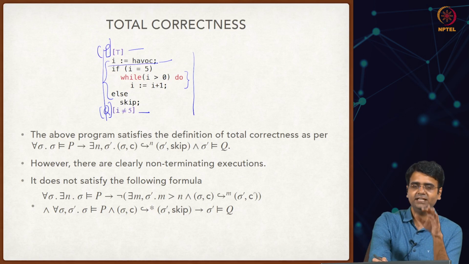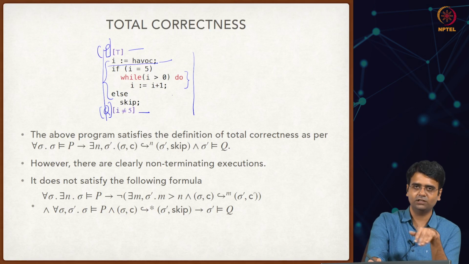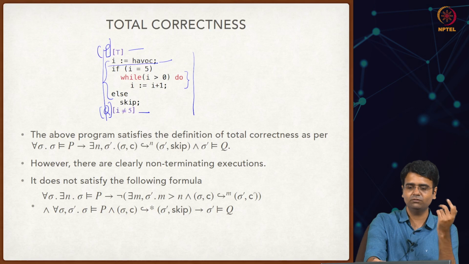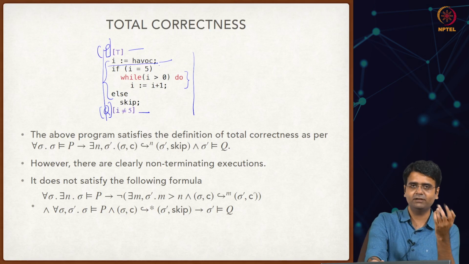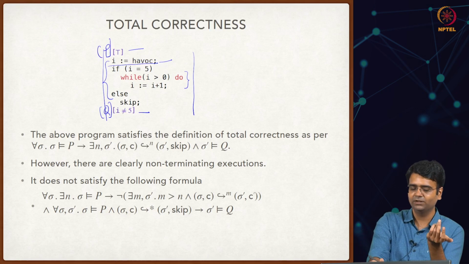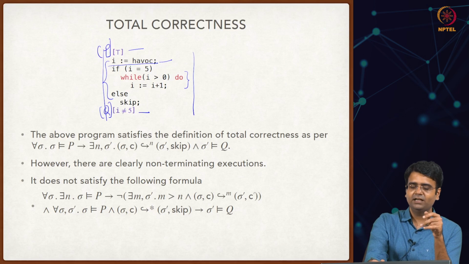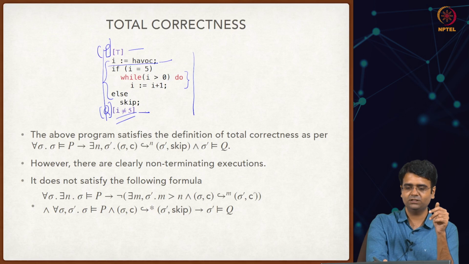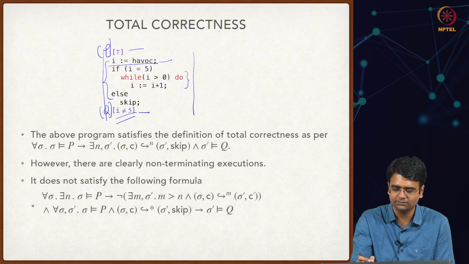If you consider an execution where after this havoc statement I is assigned the value 5, then in that particular execution this program will not terminate. But in any other execution where the havoc statement assigns a value to I which is not equal to 5, this program will definitely terminate. And if it terminates, then it will be in a state where I is not equal to 5. Therefore, this program does not satisfy the total correctness criteria, it does not satisfy the specification.